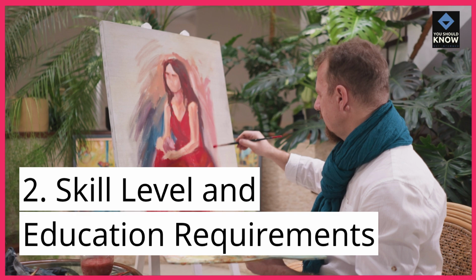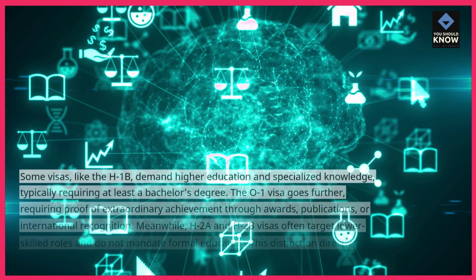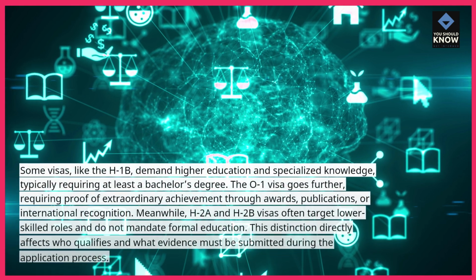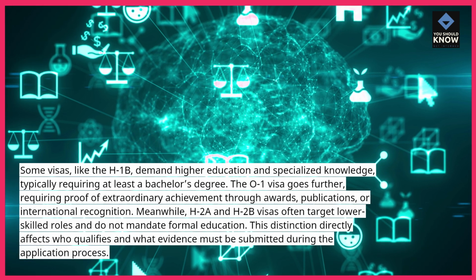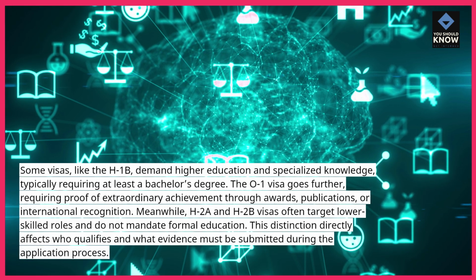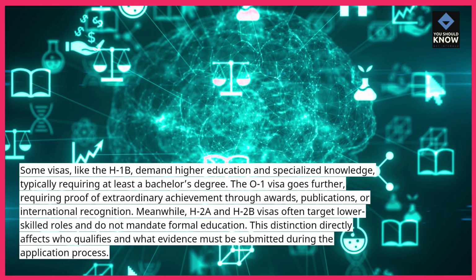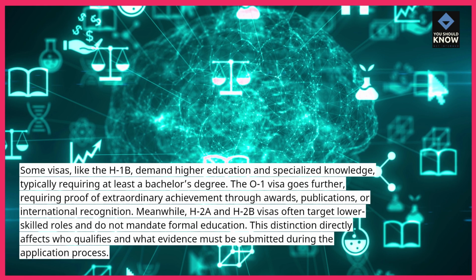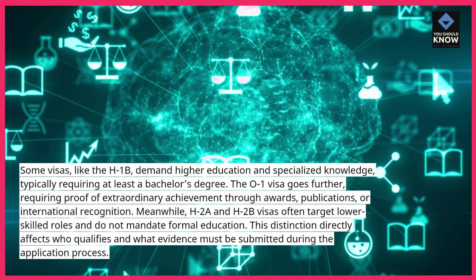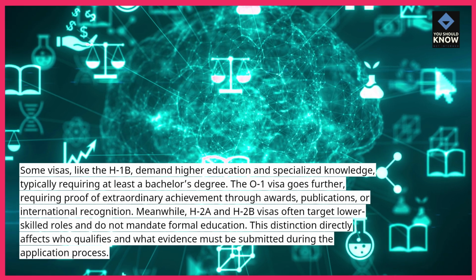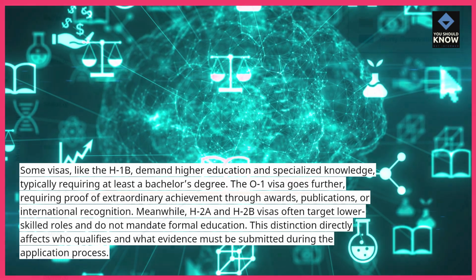2. Skill level and education requirements. Some visas, like the H-1B, demand higher education and specialized knowledge, typically requiring at least a bachelor's degree. The O-1 visa goes further, requiring proof of extraordinary achievement through awards, publications, or international recognition. Meanwhile, H-2A and H-2B visas often target lower-skilled roles and do not mandate formal education. This distinction directly affects who qualifies and what evidence must be submitted during the application process.